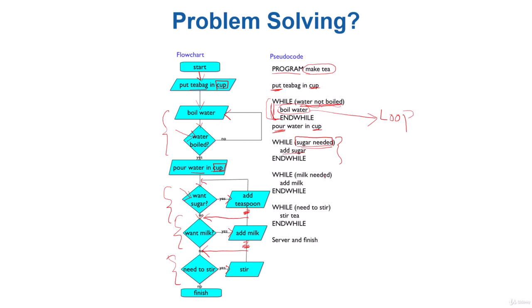While milk needed? Yes, add milk. Check again. Milk needed? Yes, add milk. Milk needed? Yes, add milk. Once this condition becomes false, milk needed? No. Then you can exit this loop. You can just go to here. While need to stir? Stir tea. Need to stir? Yes, stir tea. Need to stir? Yes, stir tea. Once this condition is false, get out and your tea is ready. Do whatever you want to do.